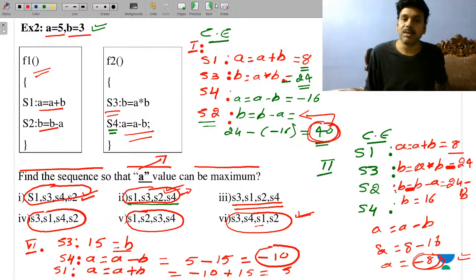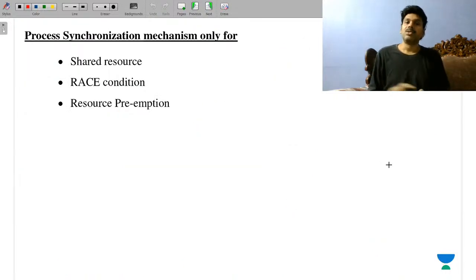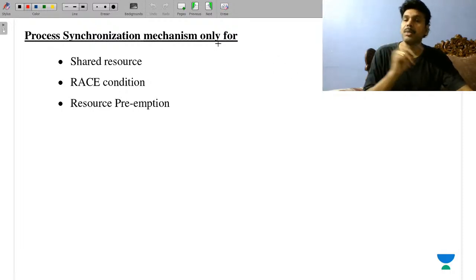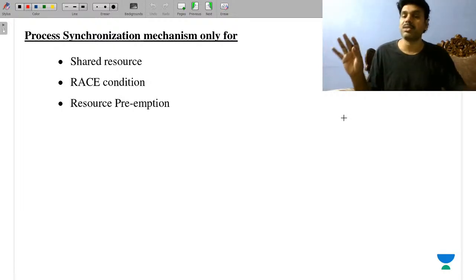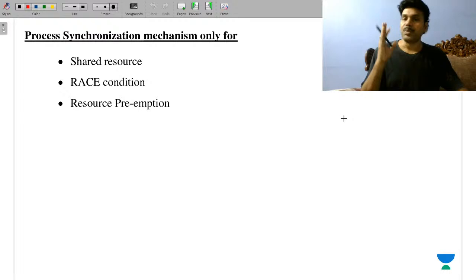Now let us see what's the next one. Why is there a need for process synchronization? Process synchronization is going to avoid all three problems: you will not find inconsistency, you will not find deadlock, you will not find loss of data. All three problems can be avoided just by using a process synchronization mechanism. Process synchronization is not implemented in all cases. Please listen carefully. Process synchronization is only for limited conditions.